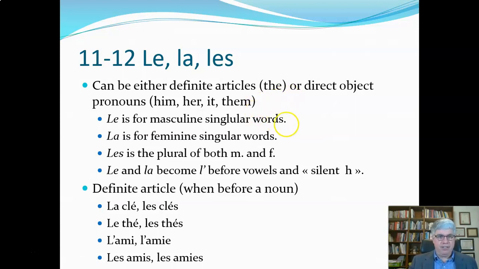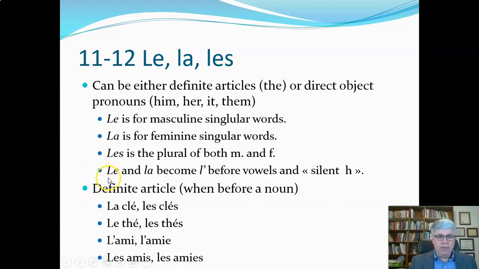So before we discuss what that means, let's look at when we use the different forms. Le is used for masculine singular words. La is used for feminine singular words. So this would be le chat, la chat. Les is for the plural of both masculine and feminine. So if you see les, you can't tell if the word is masculine or feminine. All you can tell is that what follows is plural.